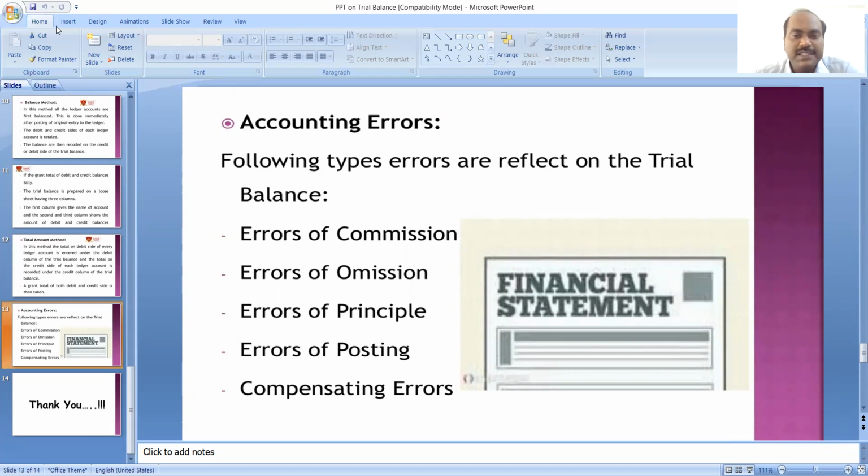So these are the accounting errors: errors of omission, errors of commission, errors of principle, errors of posting and compensating errors. By this, I think all of you might have understood about the trial balance, its use, and how different methods are applied for preparing it.